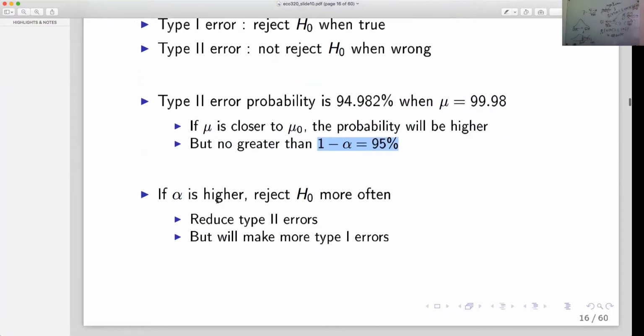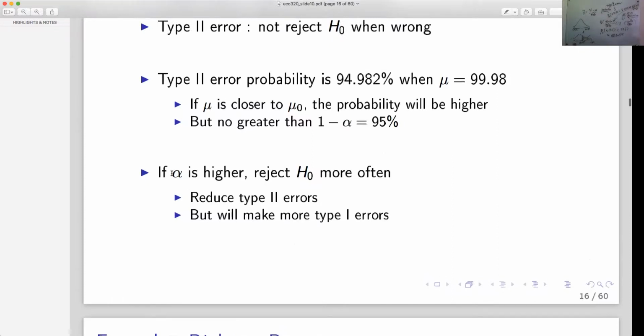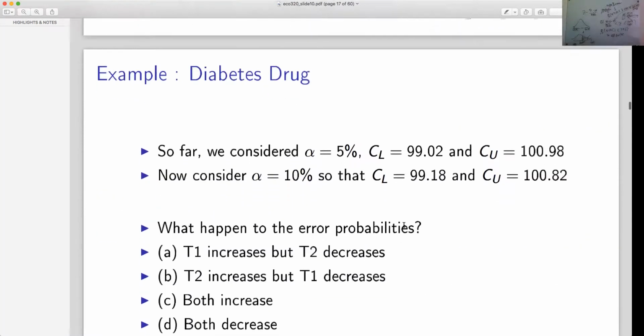If alpha is higher, you reject the null hypothesis more often. So it actually reduces type 2 error, but will make more type 1 error. So can you say some kind of relationship? Okay, alpha increases, type 2 decreases, but type 1 error, which is equal to alpha, increases. I'm going to formalize this a little bit later. The association between alpha, type 2 error and type 1 error is important. So I will come back.